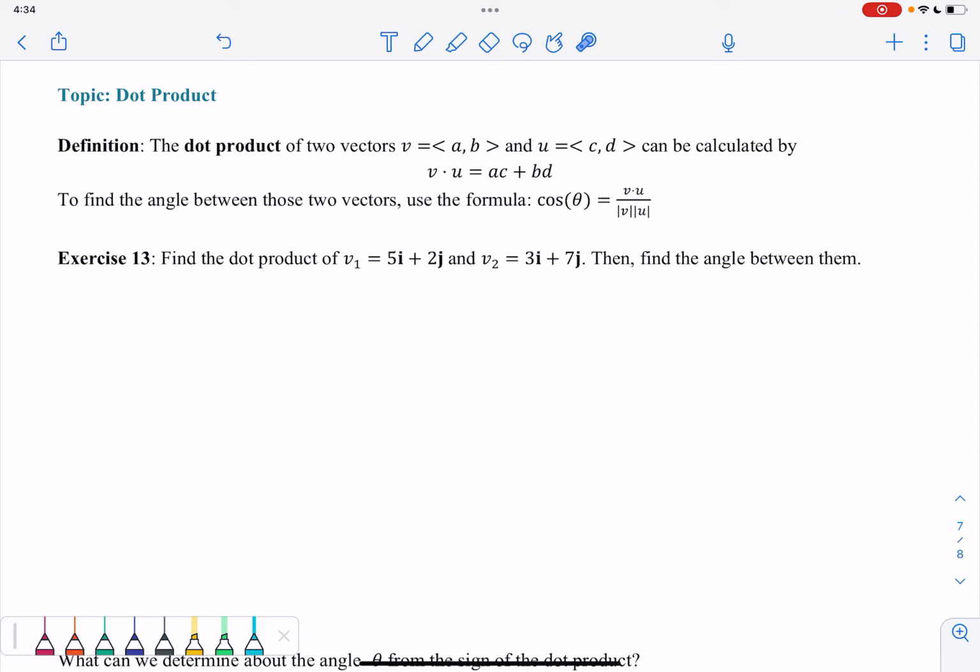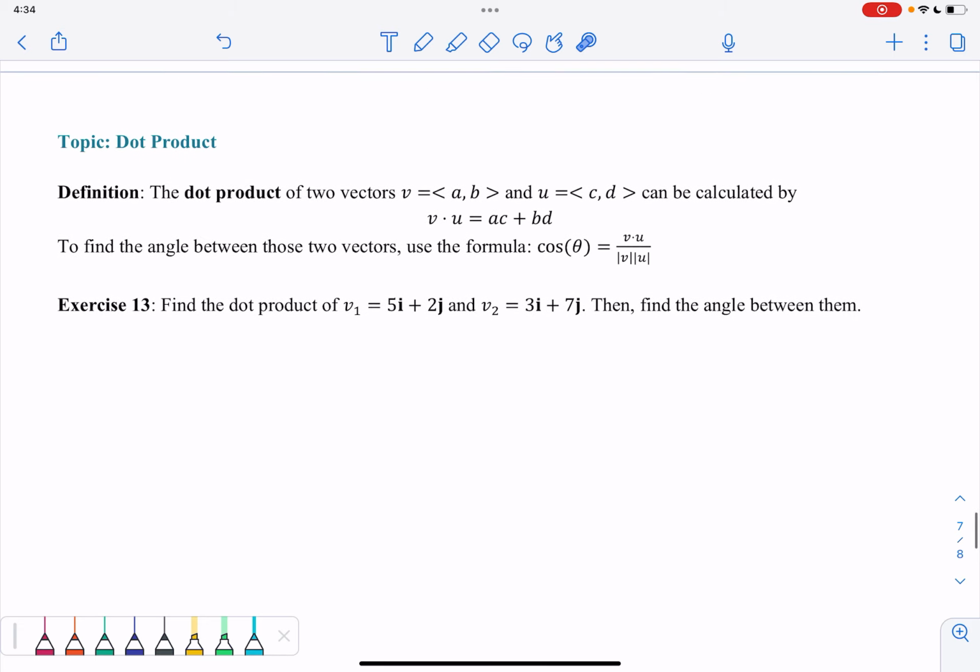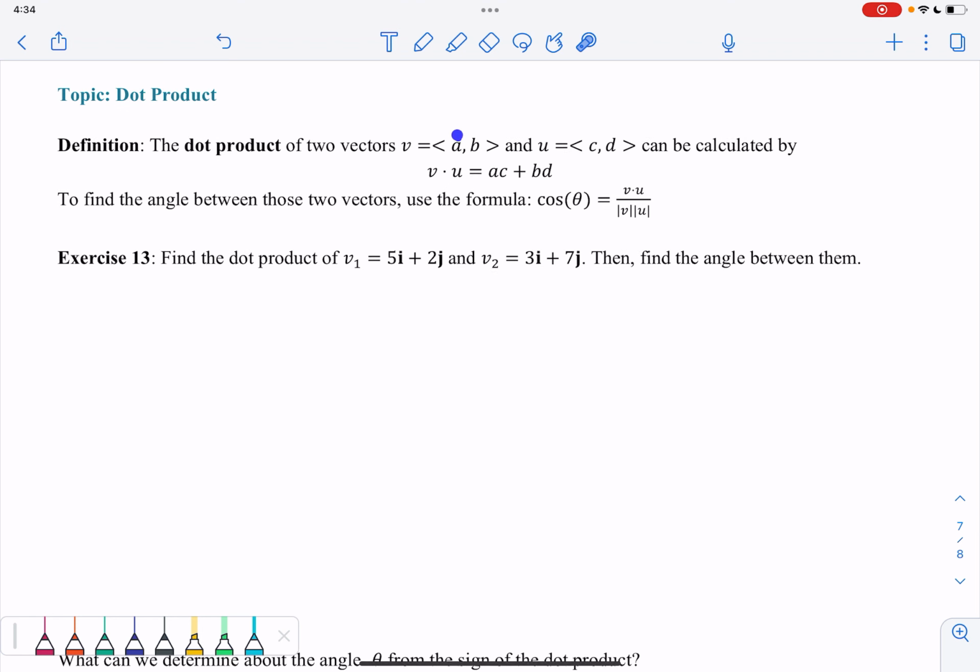And so notice what happens. On the left side, the input is two vectors. So I say, hey, give me two vectors. And then the output is going to be a times c, the horizontal components, plus b times d, which is the vertical components. And a times c plus b times d is actually just a scalar. It's just a regular real number. So what we can think of with the dot product is I start with two vectors and end up with just a number, or a scalar.